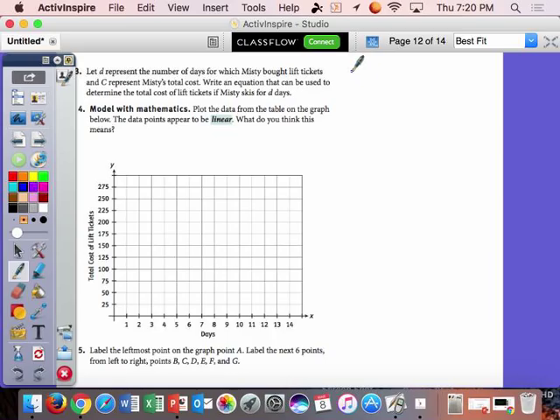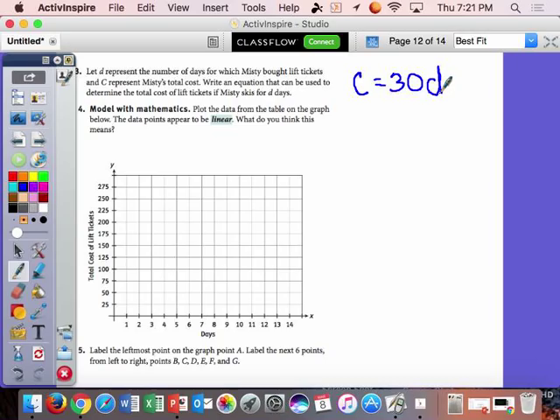Let D represent the number of days, and C represent the cost. So my cost is obviously going to be my final. How much is it per day? 30. Awesome. And how many days? Well, that's what we don't know.